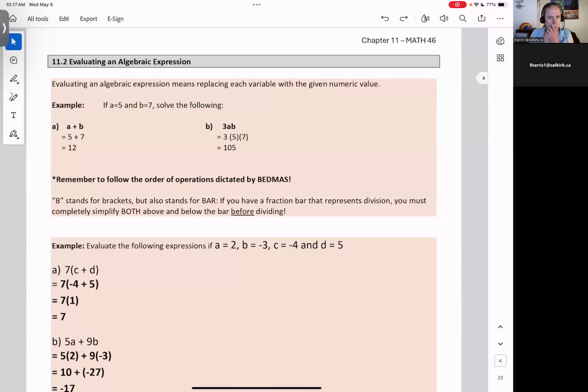In 11.2, we're working on evaluating algebraic expressions. So remember, we said variables can be any number. Now we're told what those numbers are. So for example, if we know A is 5 and B is 7, we can evaluate this expression.